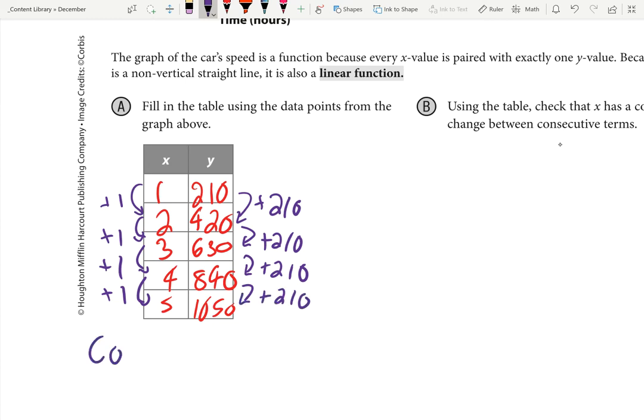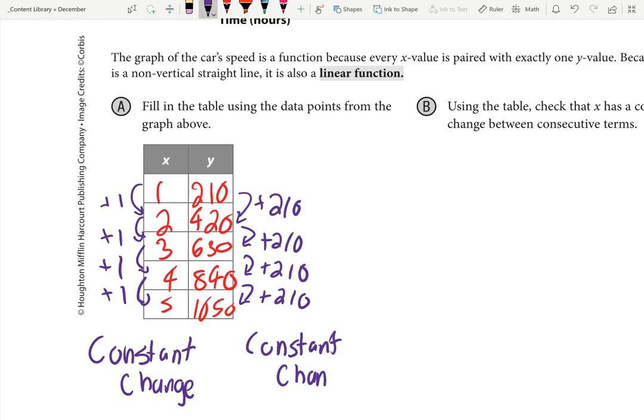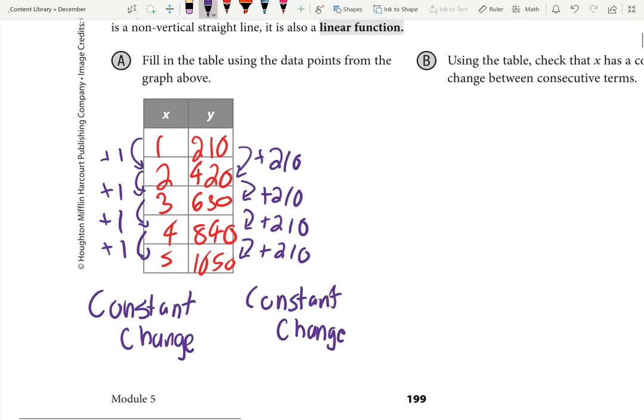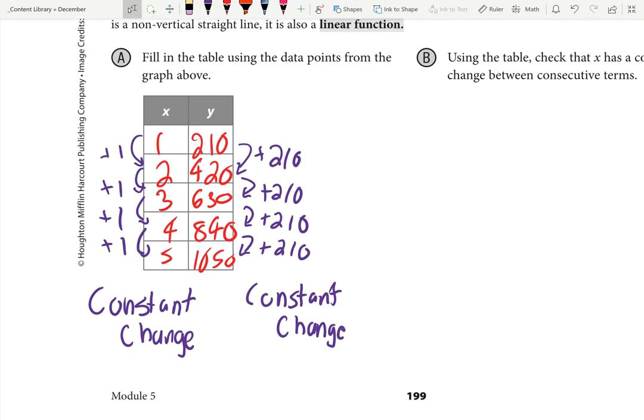So the x is a constant change, it's going up by 1. And the y is also a constant change, it's going up by 210. Constant means consistent, means the same. So it's always going up by the exact same amount: 1 for the x's, 210 for the y's.